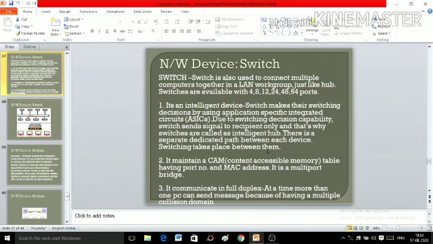Switches work in half or full duplex mode. It means at a time more than one PC can send a message because of having multiple collision domains. That's why switches are also known as an intelligent hub, or you can also call it a multi-port bridge. Nowadays we use switches in place of hubs and bridges.